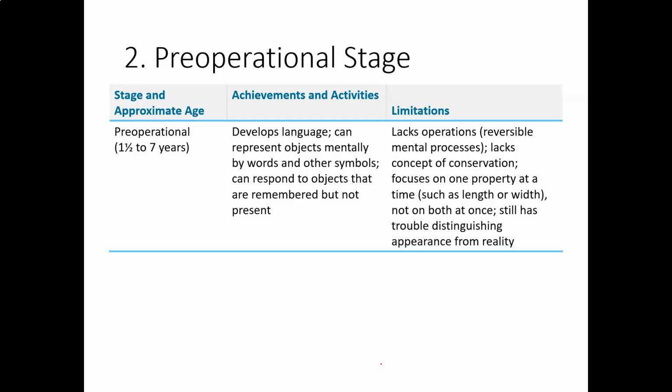The limitation of this stage is that they lack the ability to operate, and we'll talk about what some of these are. They also lack something called the concept of conservation. They focus on one aspect of the property of an object at a time, so length or width. They can't do both at once, and they have trouble distinguishing appearance from reality. We'll expand on each of these in the coming slides.